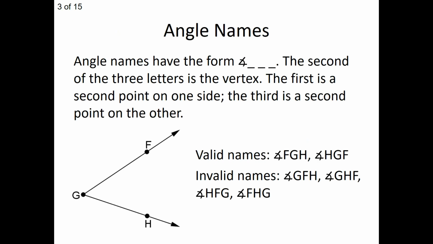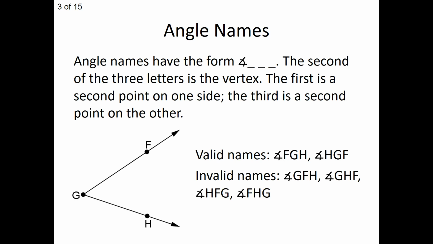To name angles, we use all three letters. Now, in order to name it, there is a special order to these. We name these with the vertex in the middle. So I can give this angle two valid names. I could call it angle FGH, where I choose a point other than the vertex, then I choose the vertex for the middle, and then lastly, a point on the other side of my angle. So a point on one side, the vertex, and then a point on the other, I have myself an angle name. So FGH, or I could call this angle HGF.